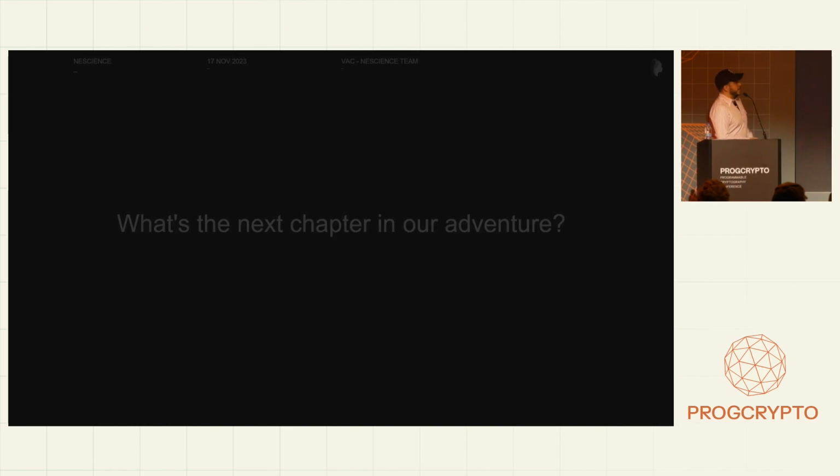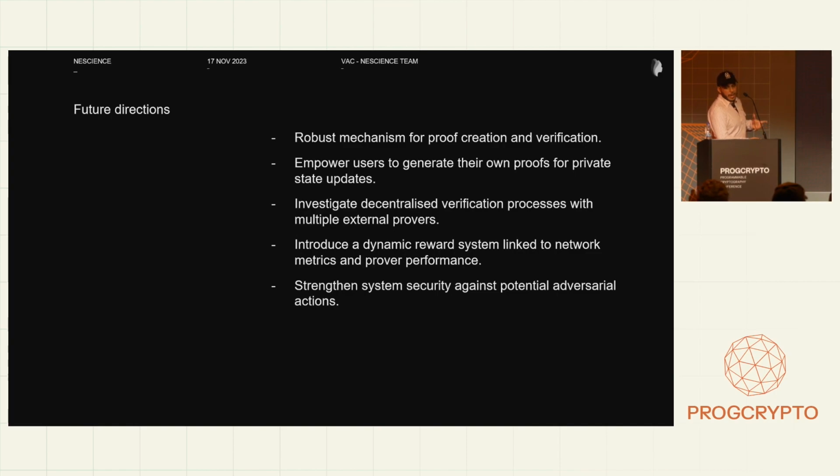So what's next? We are thinking of implementing some mechanism for proof creation and verification. We would like to empower users to generate their proofs on private state updates. We are investigating decentralized verification processes with multiple external provers and how to make them, for example, verify each other's work. We would like to introduce a dynamic reward system for performance, and we would like to strengthen our system security against potential adversarial actions.